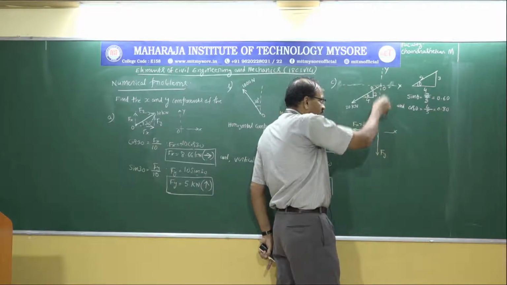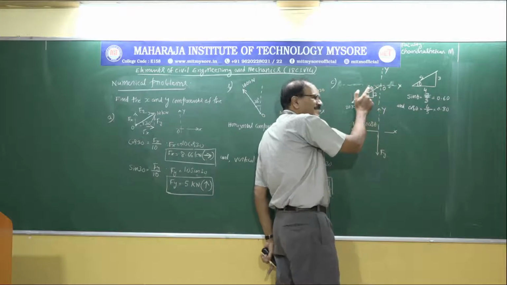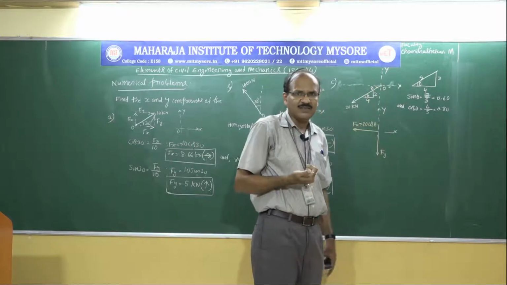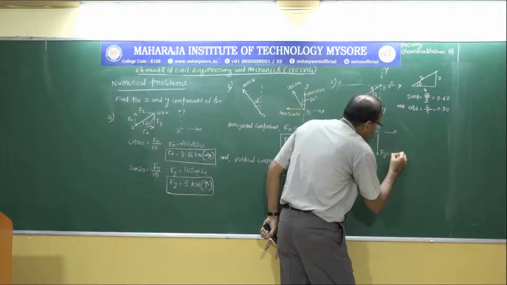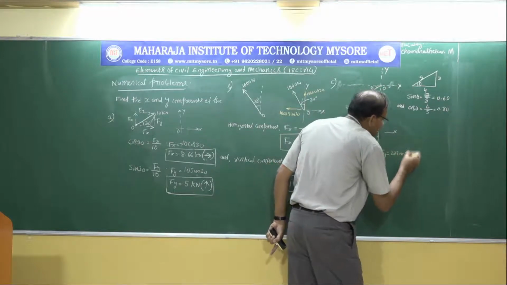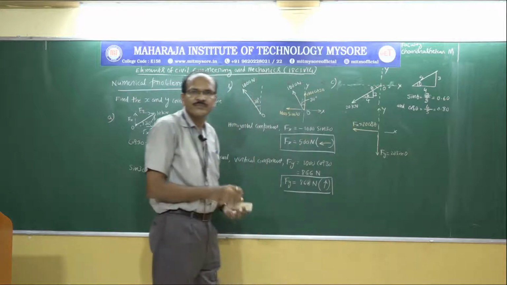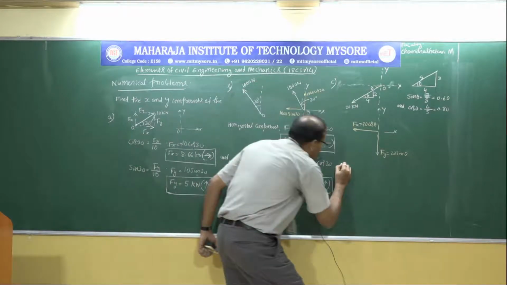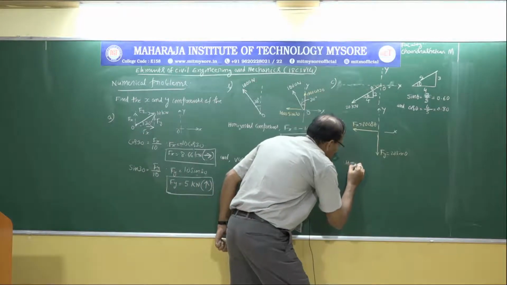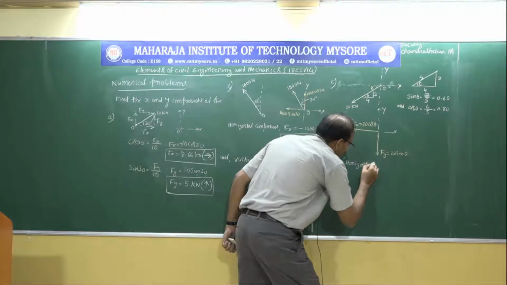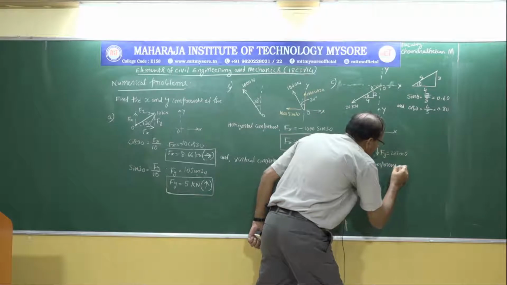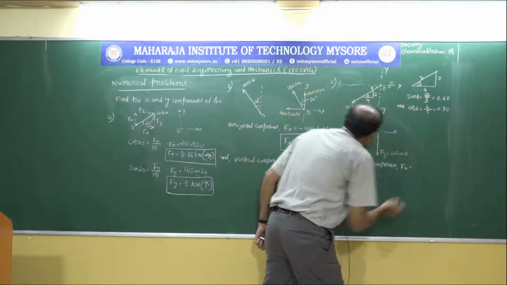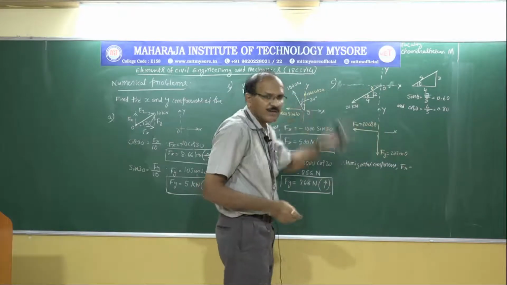Similarly, if I take the vertical component, this vertical component is away from the angle theta. So the vertical component is 20 sin theta. Therefore, the horizontal component Fx equals 20 cos theta.